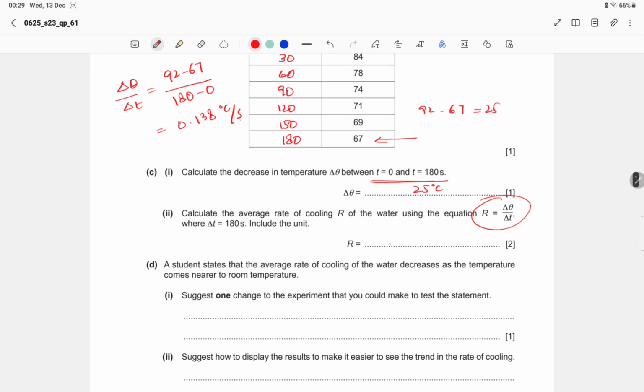So I would write it to two significant figures, 0.14 degrees Celsius per second, or you can write it down as 0.138 degrees Celsius per second. Okay, but this is the right answer.